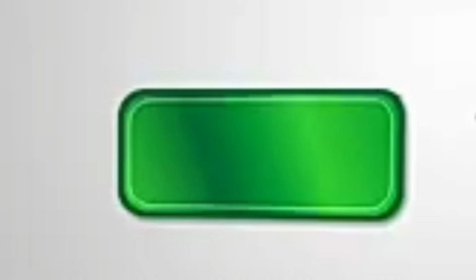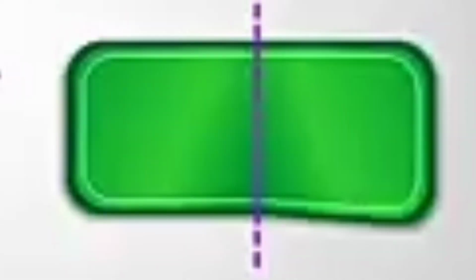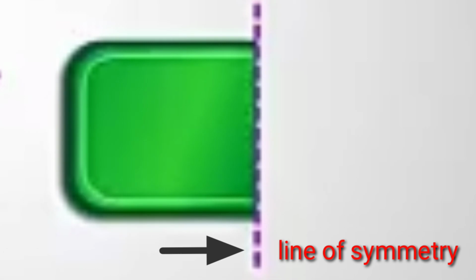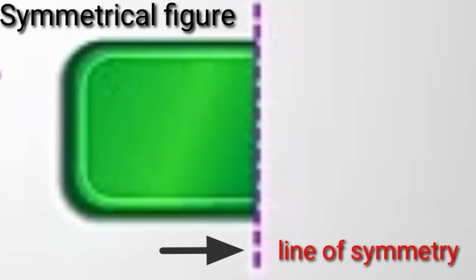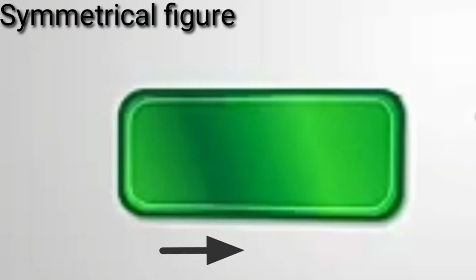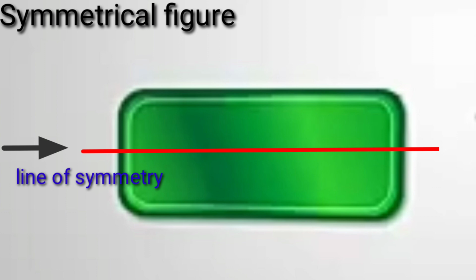Children, how many lines of symmetry can you find in a rectangle? We can fold here. This half completely covers the other half. This is a symmetrical figure. Now let us fold this rectangle in another way. So we can fold this rectangle in two ways.